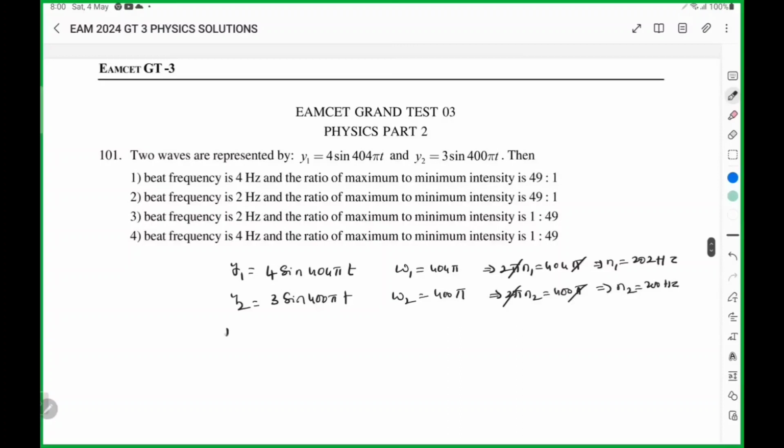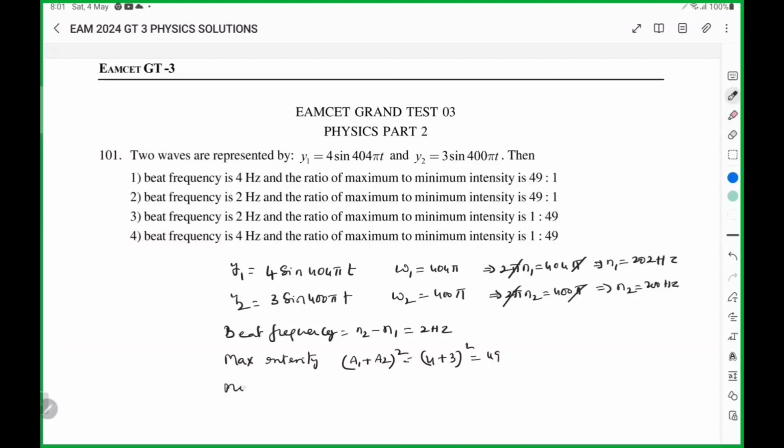So beat frequency is n2 minus n1, which is 2 Hz. So maximum intensity is (A1 plus A2) whole square, that is (4 plus 3) whole square, 49. Minimum intensity is (A1 minus A2) whole square, (4 minus 3) whole square, which is 1. So second option.